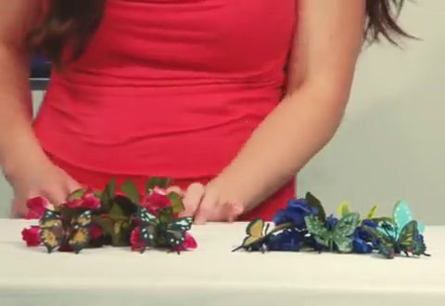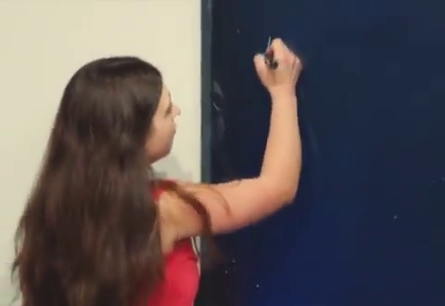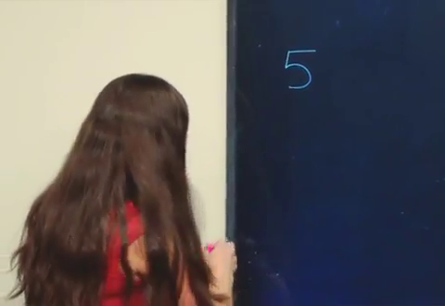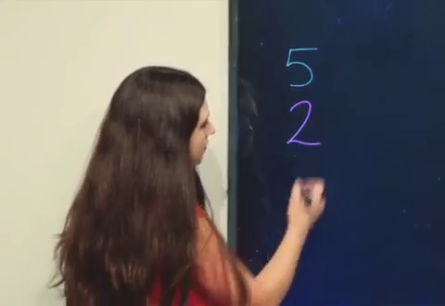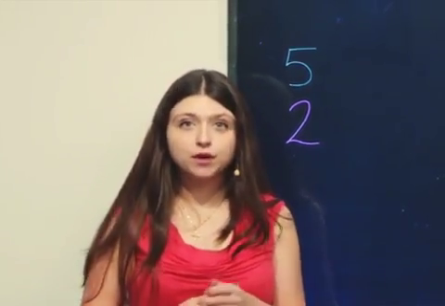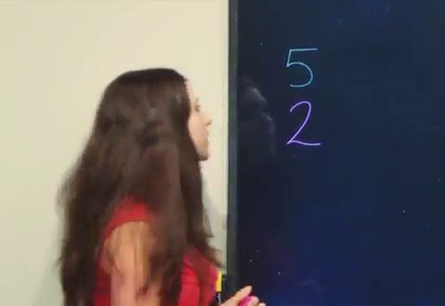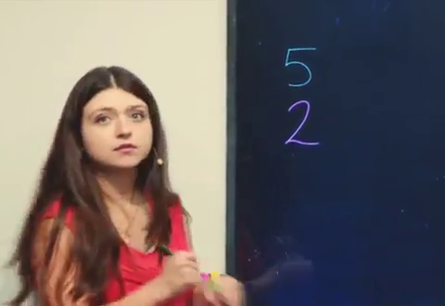Let's write that down on the board. So on the blue plant, we had 5 butterflies. And then on the pink plant, we had 2 butterflies. So we need to know which plant had more butterflies so that we can tell which plant would be a good one to put in a butterfly garden. Well, let's figure this out by drawing circles.